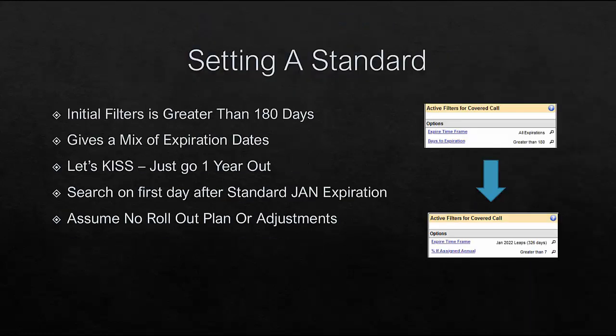Now let's set a standard. The initial filter is greater than 180 days out in time for the call that we'd be selling in the simulated CD covered call approach. This gives a mix of expiration dates, but let's keep the comparison simple. Let's just go 1 year out in time. We're going to search using our historical backtesting tools on the first day after standard Friday expiration, the third Friday of the month, looking 1 year out in time for our covered calls. We're going to assume no rollout plan or no adjustments for either strategy.